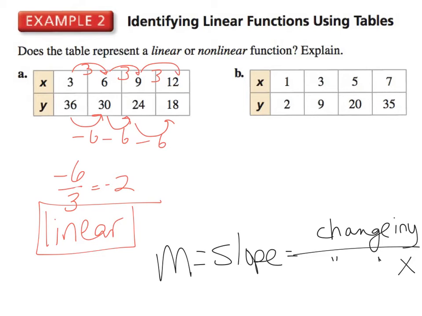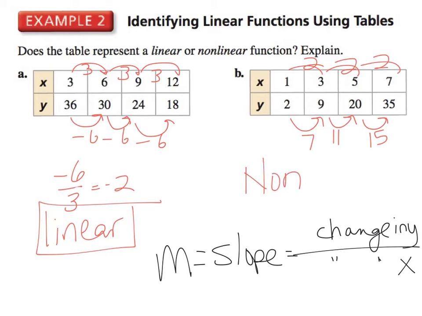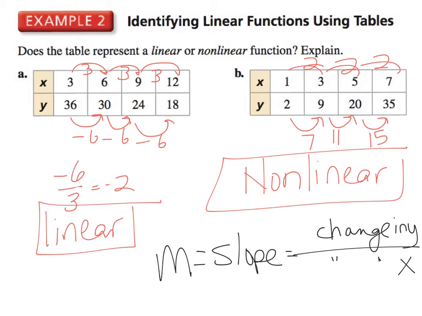That's your reason. Now in B, y increases by 7, then by 11, then by 15. Your x each time does increase by 2, but we do not have a constant rate of change. Therefore, this is nonlinear. So what would your reasoning be? It's nonlinear because the rate of change is not constant.